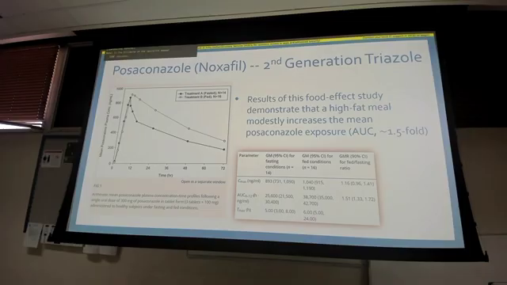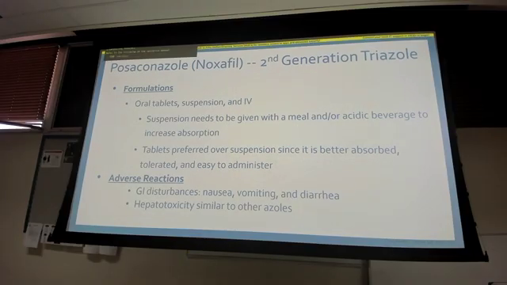This right here is just a graph showing that we need to be mindful of how we're taking posaconazole. So with this, a high-fat meal increased the posaconazole absorption for our patients. So it's always important to counsel on how they're taking it, depending on what formulation we have. So again, that suspension needs to be given with meals or acidic beverages to increase that absorption. However, tablets are a little bit easier to administer, and they're better absorbed and tolerated. So usually we'll use the tablets a lot more compared to the suspension.